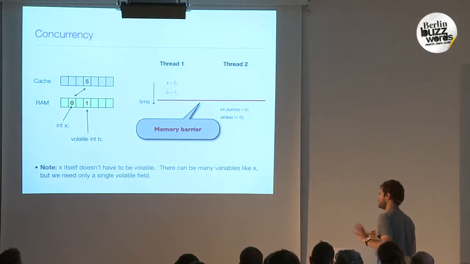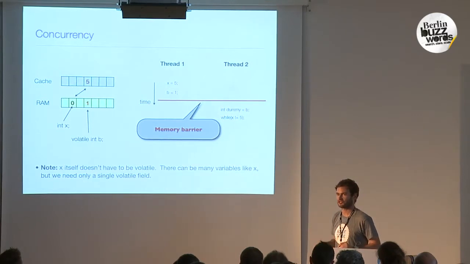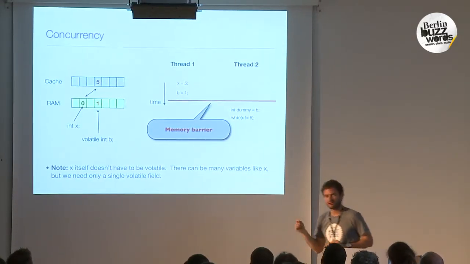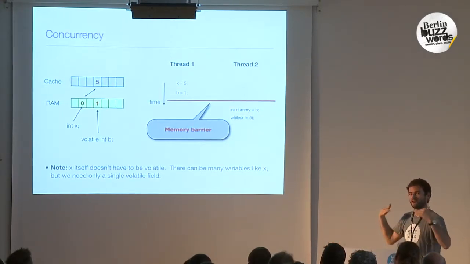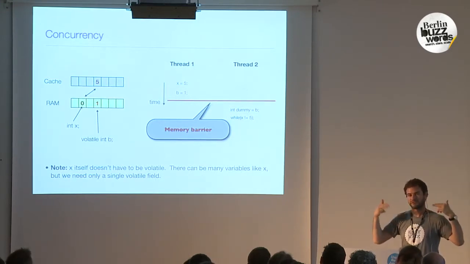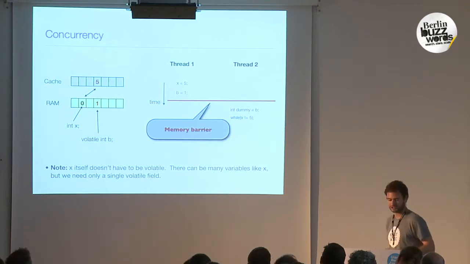This all is, by the way, only true after Java 5. Before Java 5, that was different. But therefore, we can actually use a volatile field as a memory barrier, which means we can use that to flush stuff from CPU local caches into shared memory. We can force such a flush.